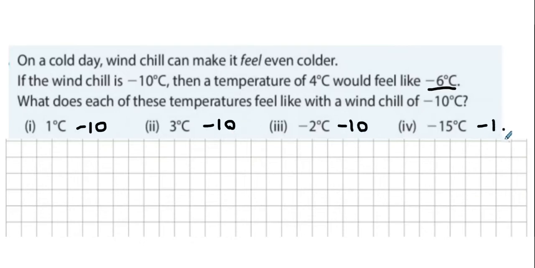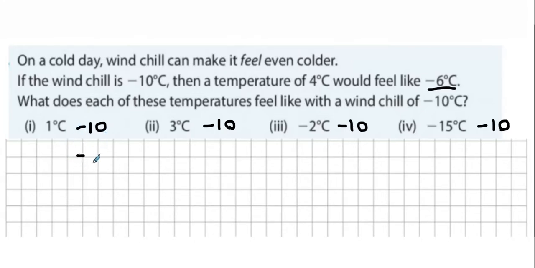Wind chill? It's breeze really cold. It makes it feel colder than it is. So 1 take away 10? What does each of these times feel like if a wind chill of minus 10? Yeah, I'm about to do it.